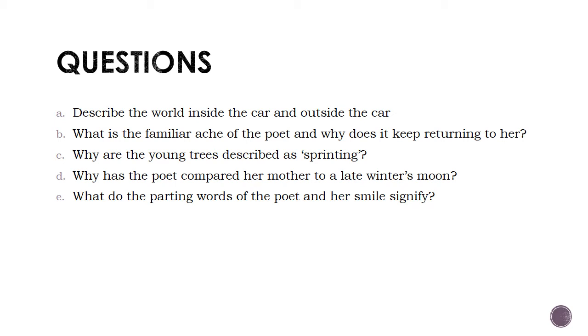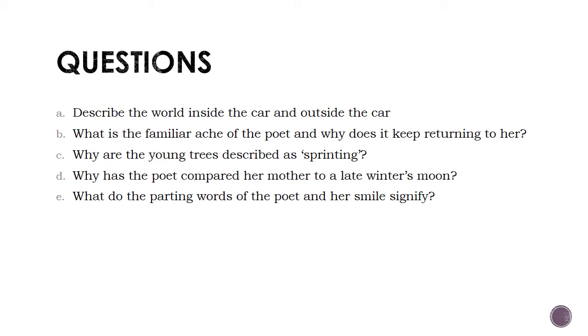We are going ahead to the questions. Some of the important questions are here. The first question is: describe the world inside the car and outside the car. Inside the car, we find two people. One is the poet and her mother sitting beside her. What is the mother doing? Mother is sleeping with her mouth open. She is looking pale, dull, and lifeless.